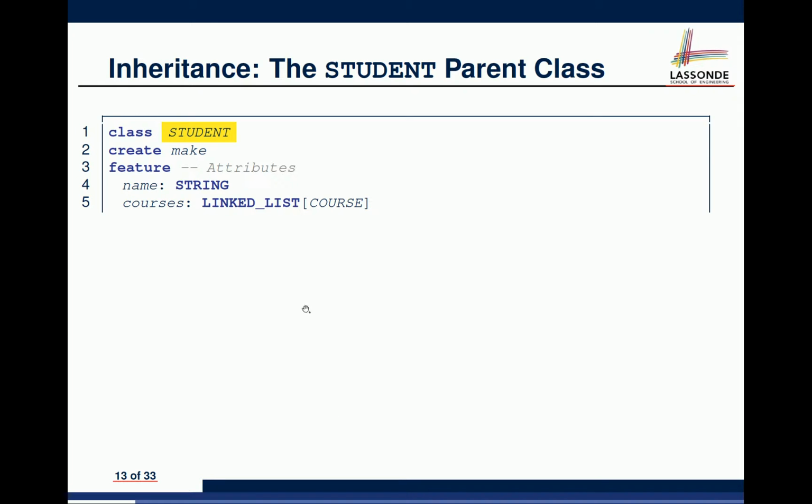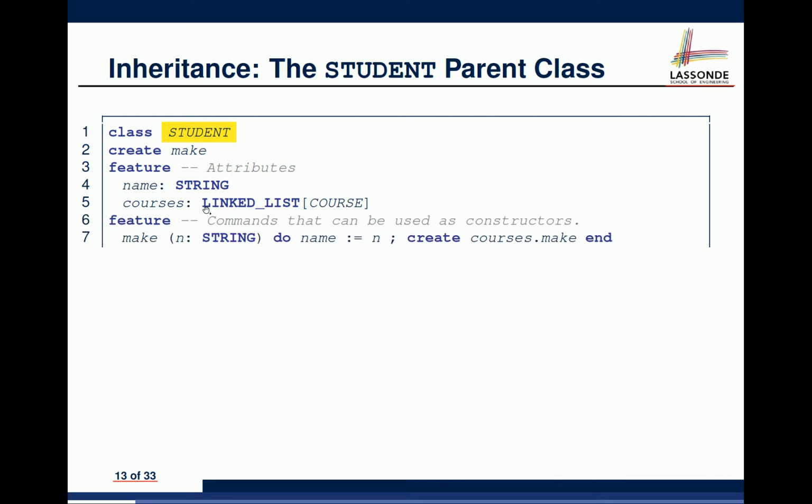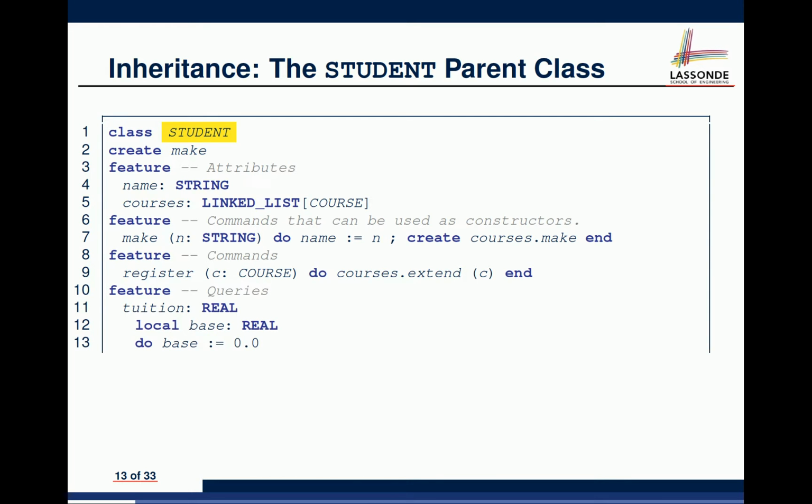So I say I have a single class called students, and then name and courses are common for all kinds of students. I'll put them there. And then I have a constructor here, and it can also be reused. Everything you think should be shared among the descendants should be put here. And then you've got a register, and that one should also be shared.